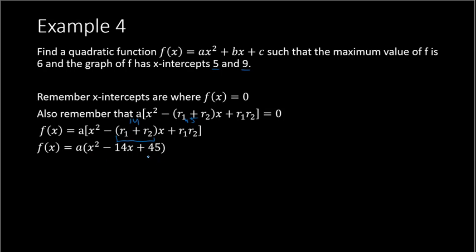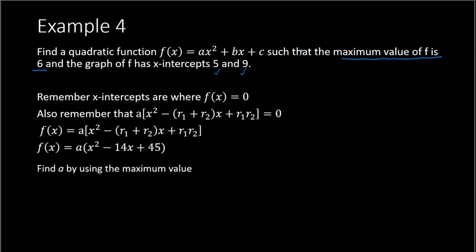All right, so we're coming along, but the last thing we need is to figure out what a is equal to. What is this constant in the front? Well, thinking through here, we've already used the x-intercepts of 5 and 9. We've already used that information. The only thing we've not used yet is the fact the maximum value is 6. So that is what we need to use to figure out what a is. So we're going to use the maximum value to find a.